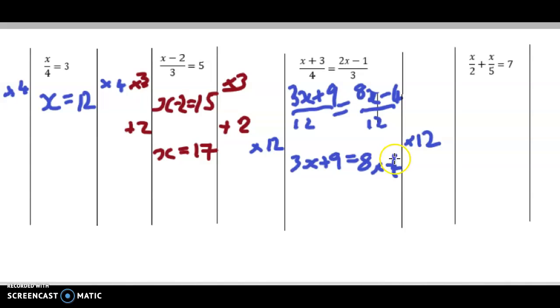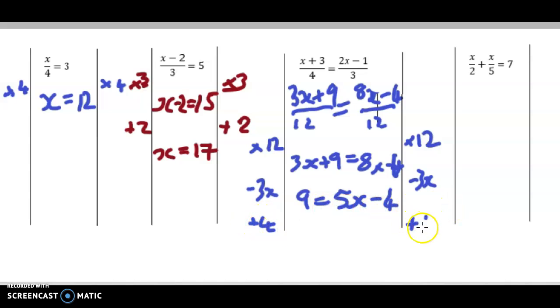Now you've got 8x minus 4 and 3x plus 9. So I'm going to minus 3x from this side, minus 3x from this side. I'm going to get 9 equals 5x minus 4. Now I just want x by itself, so I'm going to get rid of this minus 4 by adding 4.